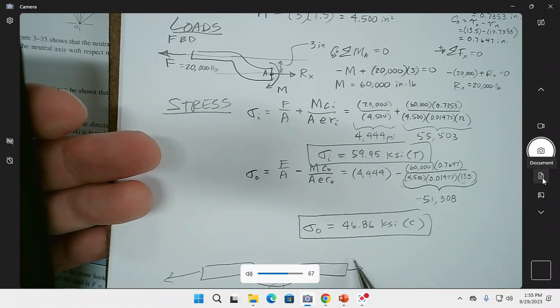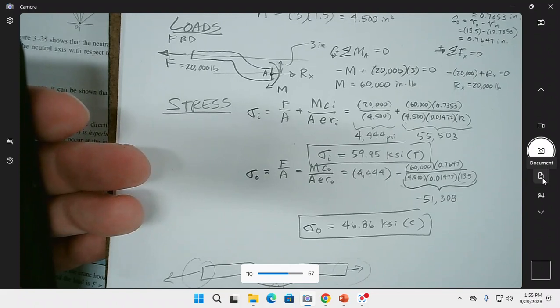Even though it's still pulling it a little bit axially, it's trying to make it straight. And in order to make it straight, this has to stretch and this has to squish. It's a great question. It does.